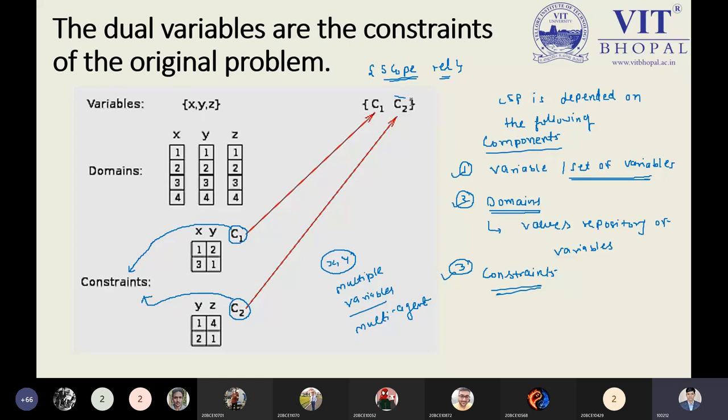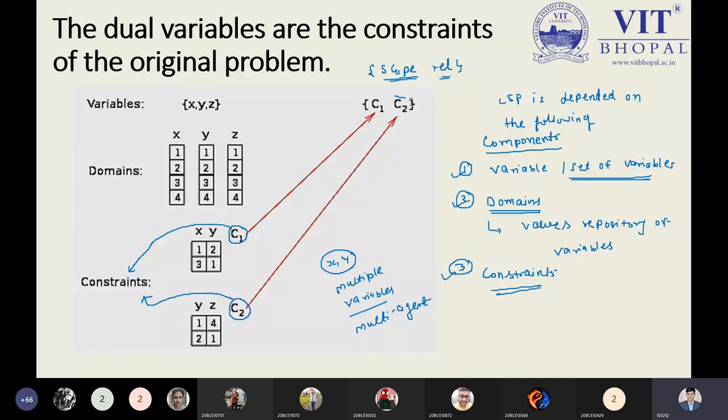So the scope is a tuple of the variables which participate in the constraint. And REL is a relation, which includes the list of the values which the variables can take to satisfy the constraint of the problem. So here we have C1 and C2. What is this one? Can you tell me now? C1 and C2 is our set of constraints. So our information will be composed of two parts. One is a scope and the other is relation.